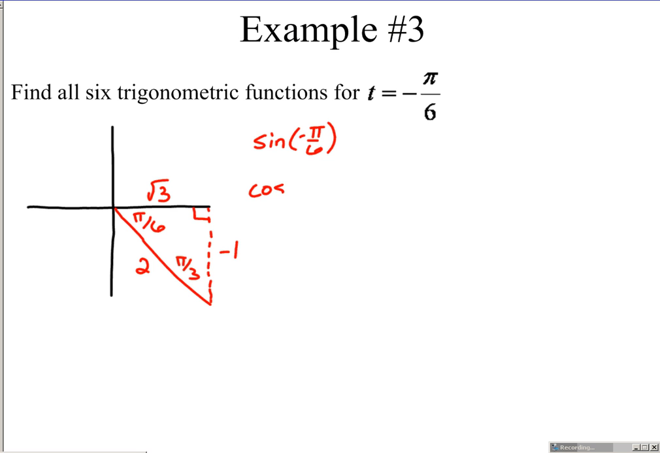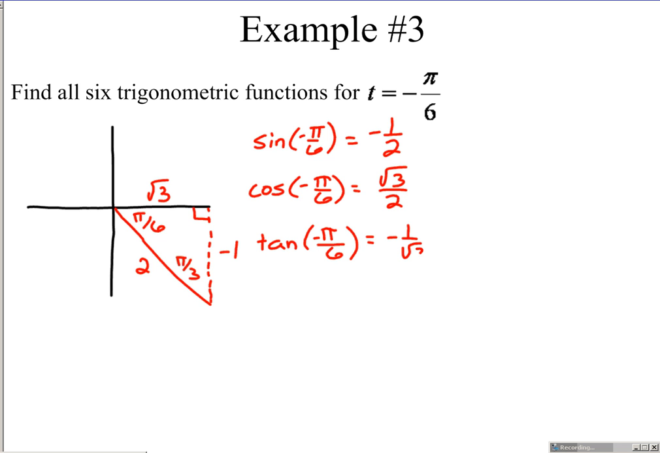Sine, cosine, and tangent. Sine, opposite over hypotenuse. Cosine, adjacent over hypotenuse. Tangent, opposite over adjacent, negative 1 over root 3, and rationalize.